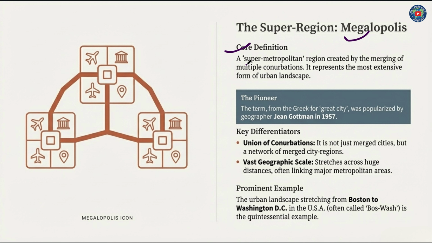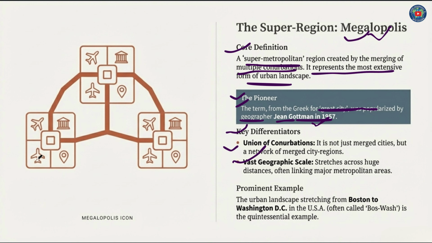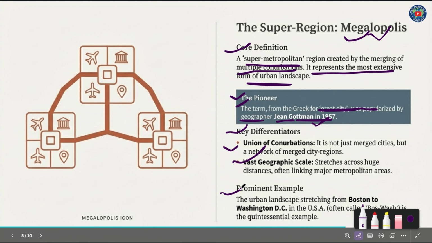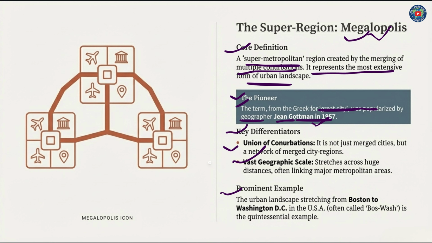Megalopolis. Core definition: a super metropolitan region created by the merging of multiple conurbations. It represents the most extensive form of urban landscape. The term, from the Greek for great city, was popularized by geographer Jean Gottmann, who coined the term megalopolis in 1957. Key differentiators: union of conurbations. It is not just merged cities but a network of merged city regions. Vast geographic scale, stretching across huge distances, often linking major metropolitan areas. A prominent example of megalopolis is the urban landscape stretching from Boston to Washington DC in the USA, often called Bosewash, the quintessential example of megalopolis.